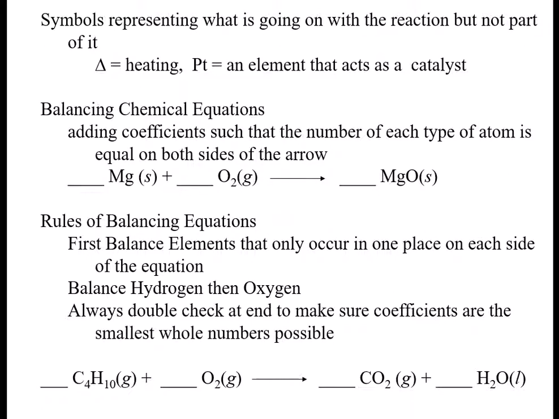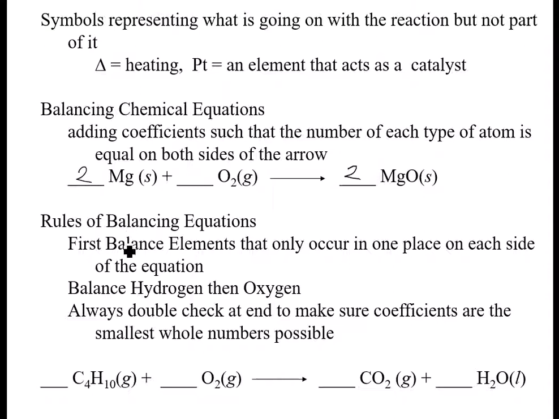So how do you balance these chemical reactions? You add coefficients so the number of each atom is equal on both sides of the arrow. So I have one magnesium, but I have two oxygens here and only one here. So I'm going to balance this by putting a 2 right here. But when I did that, I changed the magnesium, so now I need to go back to those. So now I have two magnesiums, 2 times the 1, and 2 magnesiums, so I put a 2 there.